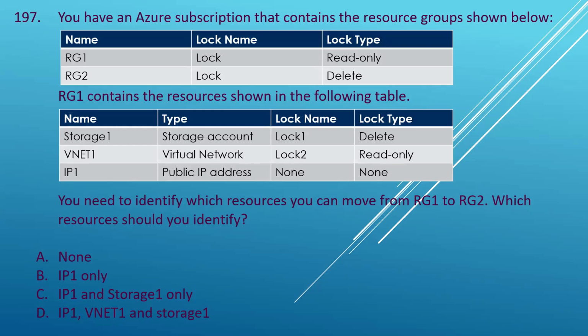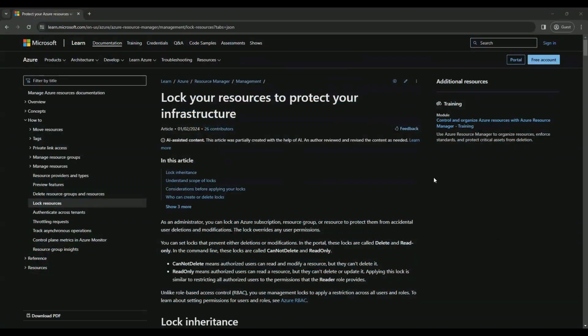Folks, you can see there is a lock applied at the resource group level for RG1 and you are trying to move resources from RG1 to RG2, and RG1 has a read-only lock applied. So a read-only lock on a resource group prevents you from moving existing resources in or out of the resource group. Therefore, you won't be able to move anything from RG1 to RG2. If the lock on RG1 was maybe a delete lock, you would have been able to move things out of it. But since it has a read-only lock applied to it, you won't be able to move anything from RG1 to RG2. Friends, let's understand locks a bit.